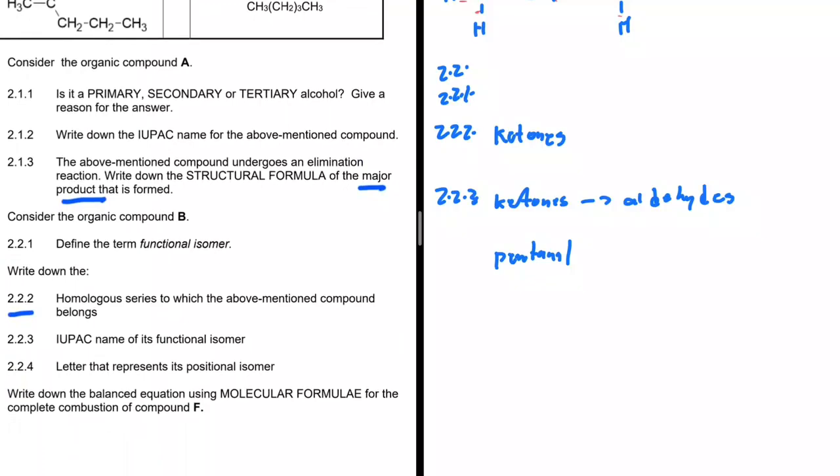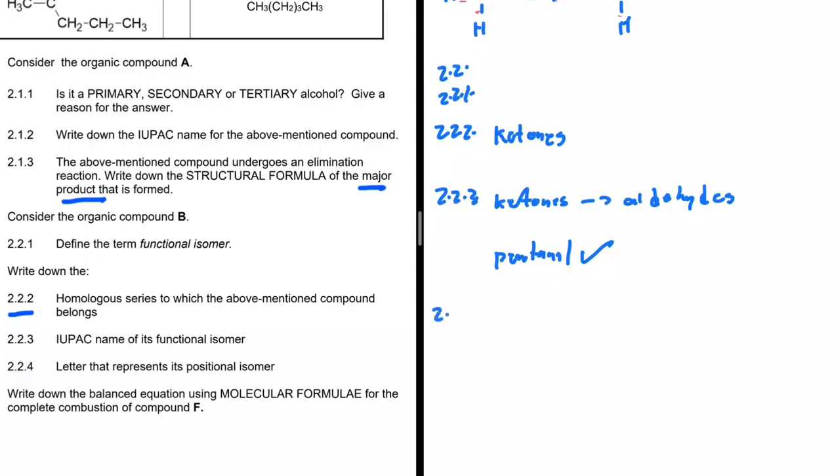So what are we looking for? IUPAC name of its functional isomer. Oh, okay, we're done then. We're looking for the IUPAC name. I thought we were looking for the structure, but we're just looking for the IUPAC name. The IUPAC name is pentanal.